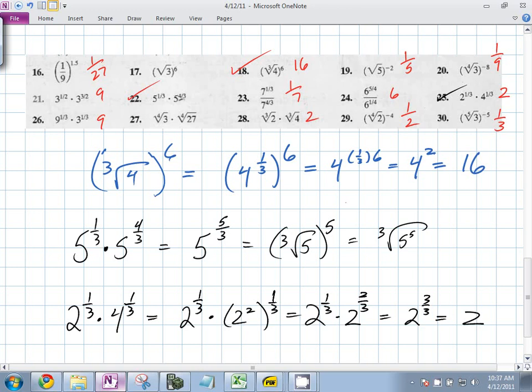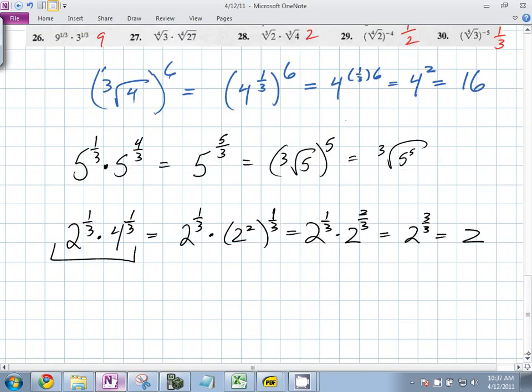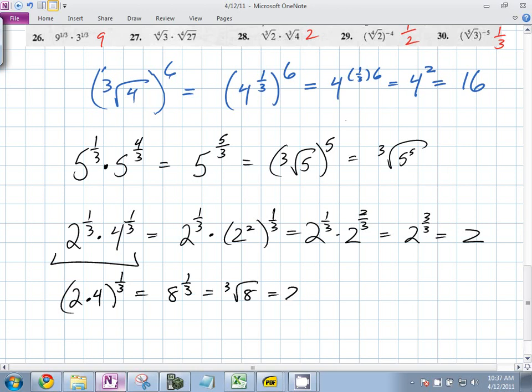Can't you just put the bases together? No, you cannot. Well, excuse me, you're absolutely right. There is one thing you can do. You could make it 2 times 4 to the 1/3. That only works because they're raised to the exact same power. That is another way to do this. That would be 8 to the 1/3, which is the cube root of 8, which is 2. Yes, in this case it would work because the powers are the same.